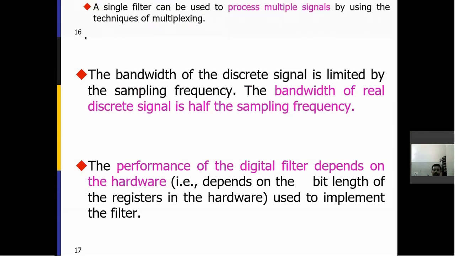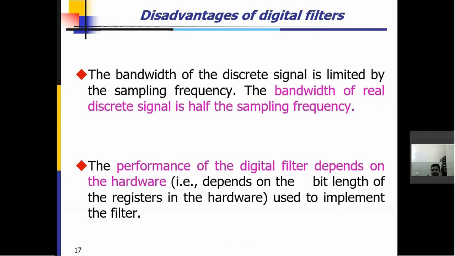The disadvantages of digital filters: the bandwidth of a discrete signal is limited by the sampling frequency. The bandwidth of a real discrete signal is half the sampling frequency. The performance of a digital filter depends on the hardware, that is, on the bit length of the registers in the hardware used to implement the filter.